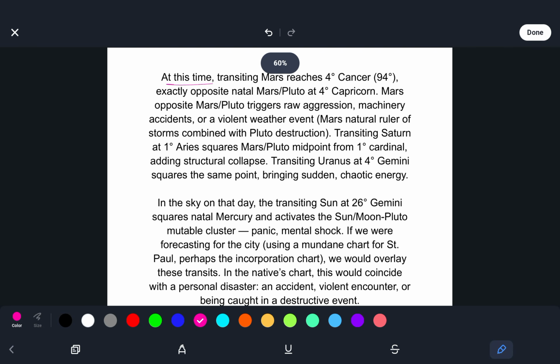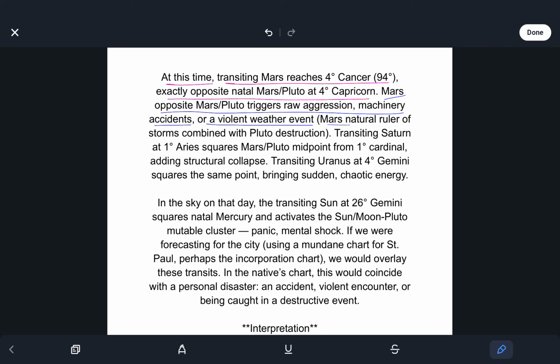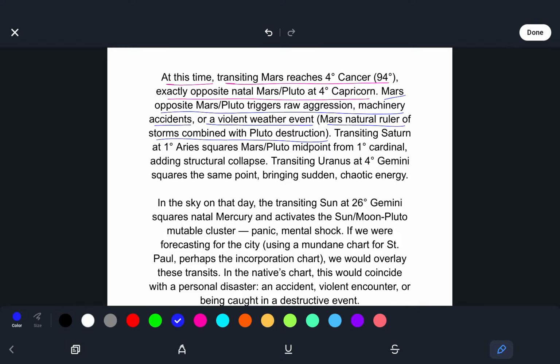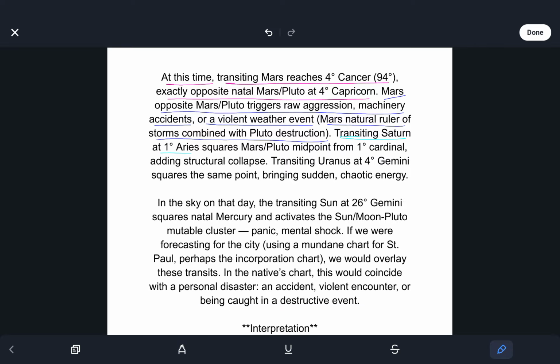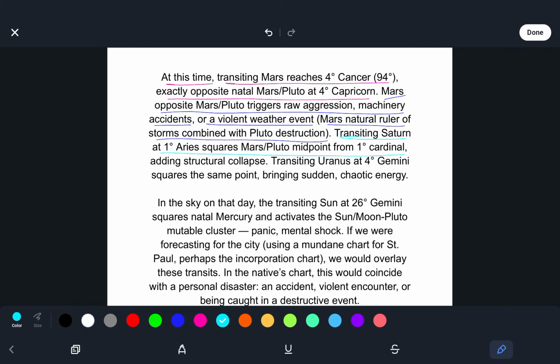So at this time, transiting Mars reaches 4 degrees Cancer, 94 degrees, exactly opposite natal Mars-Pluto at 4 degrees Capricorn. Mars opposite Mars-Pluto triggers raw aggression, machinery accidents, or a violent weather event. Mars, natural ruler of storms, combined with Pluto destruction. Transiting Saturn at 1 degree Aries squares the Mars-Pluto midpoint from 1 degree cardinal, adding structural collapse. And transiting Uranus at 4 degrees Gemini squares the same point, bringing sudden chaotic energy.